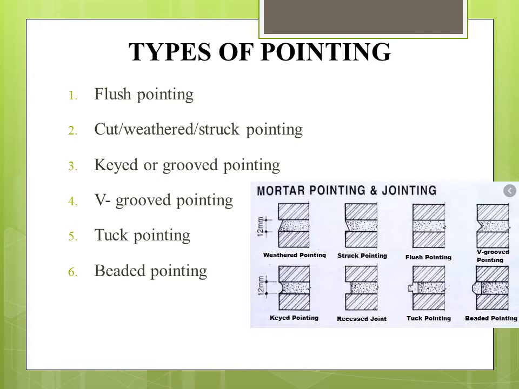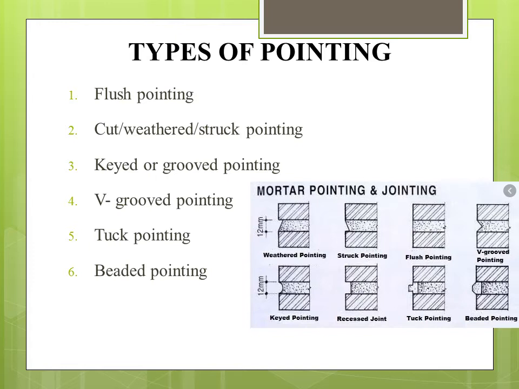Moving on to the third one, keyed or grooved pointing. In this type of pointing, the mortar is pressed into the raked joints and finished off flush with the face of the wall. While the pressed mortar is still green, a groove is formed by running the bent end of a small steel rod. You can see the grooved pointing.